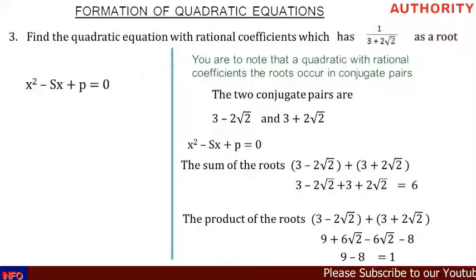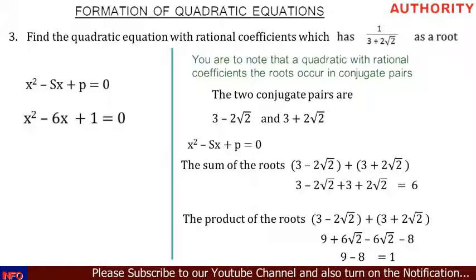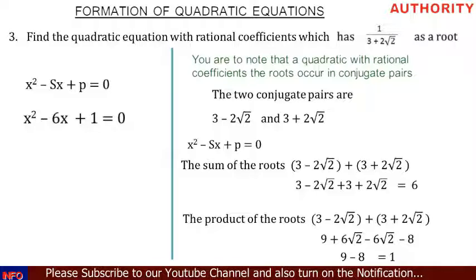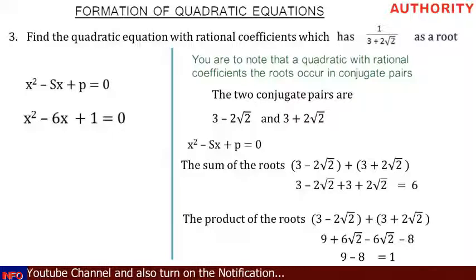So let's apply the formula properly. So we're going to have x squared minus sx plus p equal to 0. So here we have our s to be 6 and then our p to be 1. So therefore we're going to have x squared minus 6x plus 1 equal to 0.